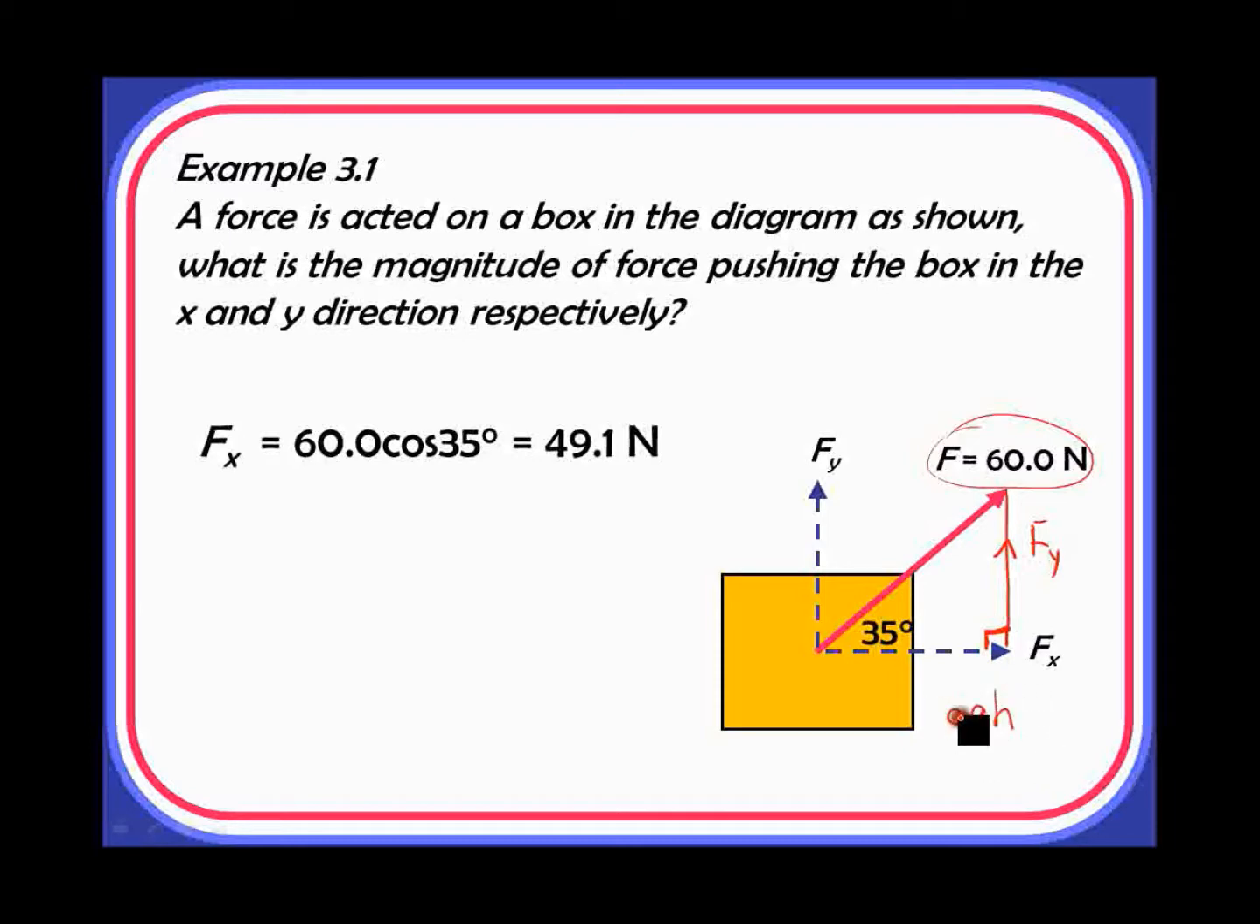The function that you need to use will be cosine. The angle given here is 35 degrees. Cosine is adjacent over hypotenuse. The adjacent here is Fx, and the hypotenuse here is 60. So make Fx the subject. You should end up with the expression 60 cosine 35. Then press your calculator. You press 60 followed by the cosine function, and then you press 35. Then enter or equal. The answer is 49.1 Newton.